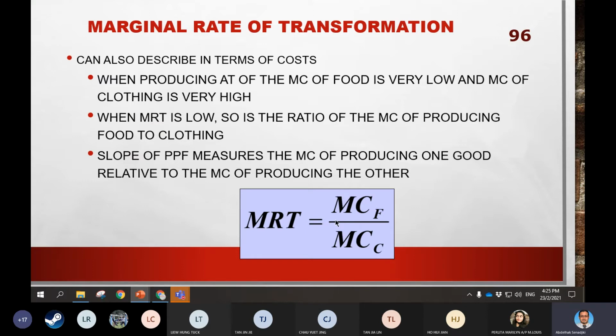So at equilibrium or efficiency, remember that the marginal rate of transformation equals the marginal cost of food divided by the marginal cost of clothing. Or if you are talking about X and Y, the marginal cost of X divided by the marginal cost of Y. Remember, X is on the horizontal axis and Y on the vertical axis. So this is another very important formula that you need to remember: the marginal rate of transformation equals the marginal cost of good X divided by the marginal cost of good Y.